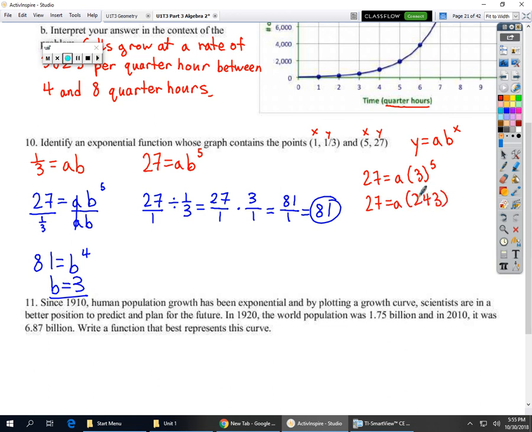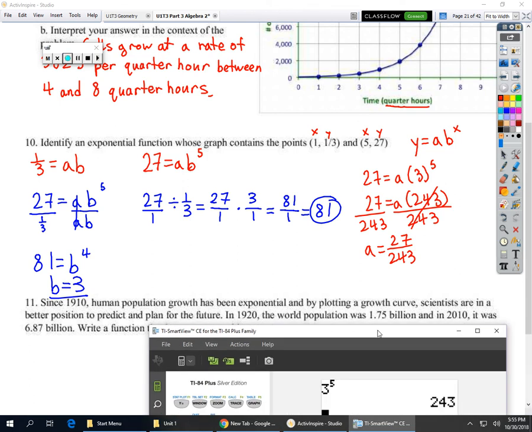Again, I'm trying to solve for the A. What do I get? Divide out the 243. Cancel this. 27. So A equals 27 over 243. Okay. It looks like not using the fraction has made it worse.